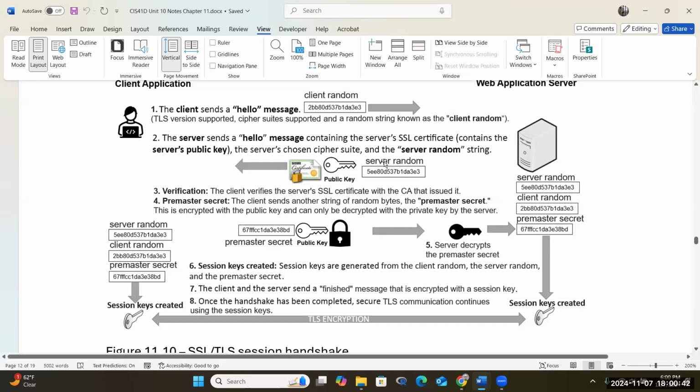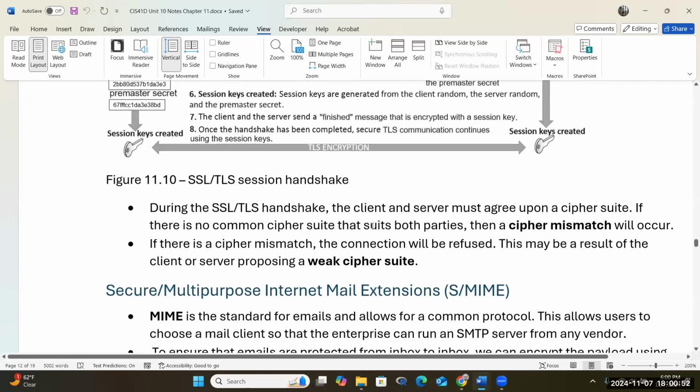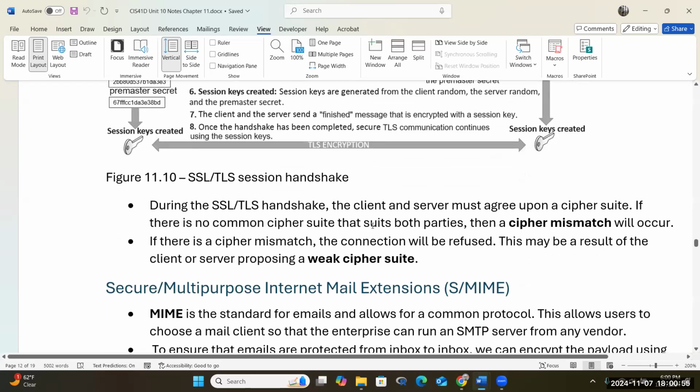So look at this diagram. It breaks down all the process for the SSL certificate, how that's used. Like I mentioned earlier, that requires a certificate, right? So we call this process the handshake.